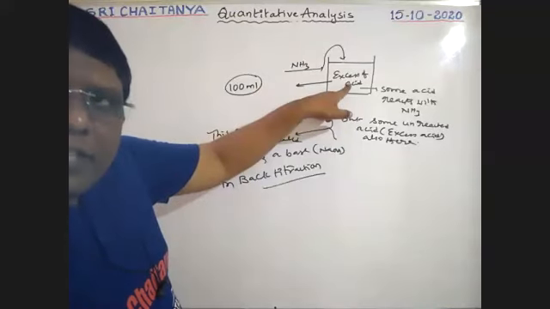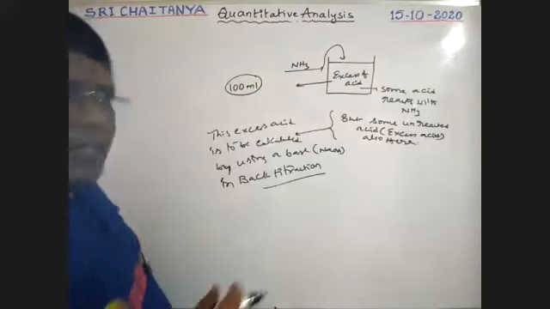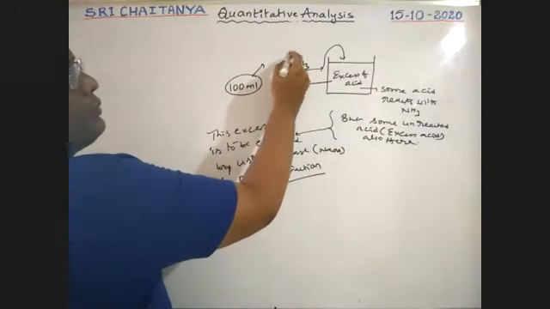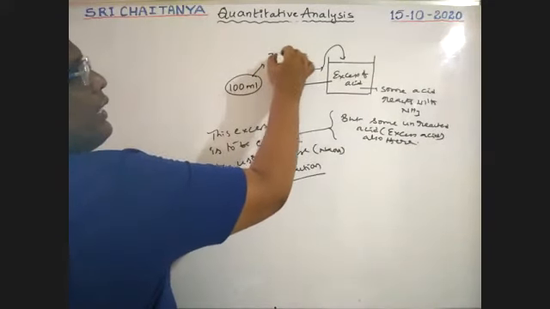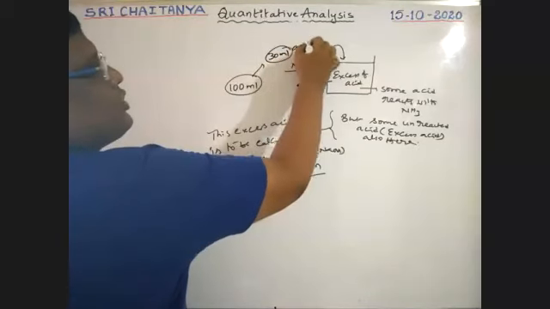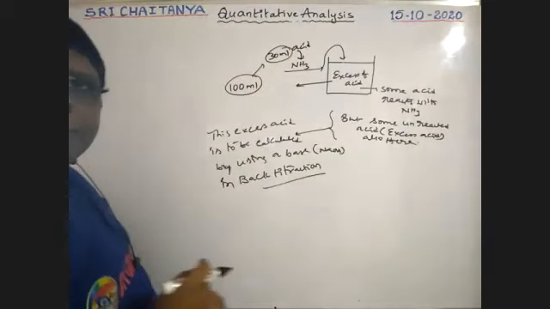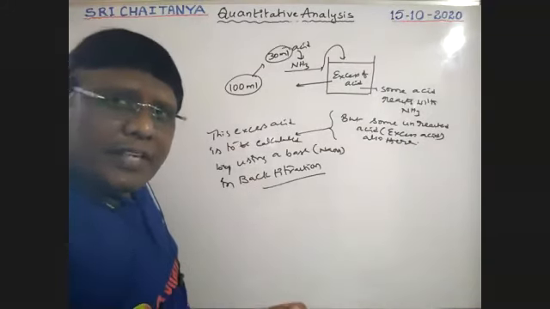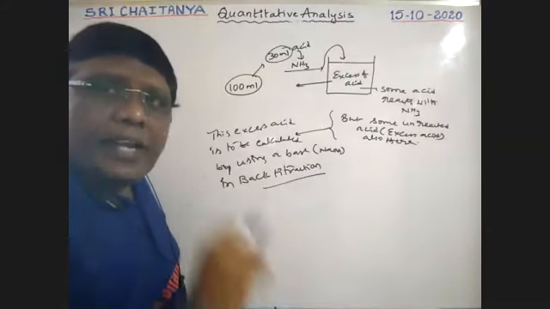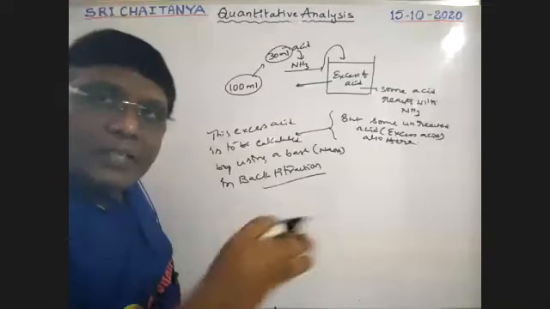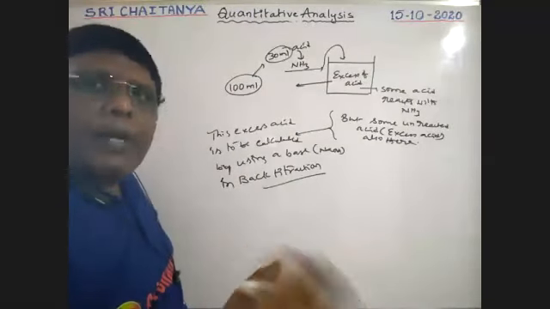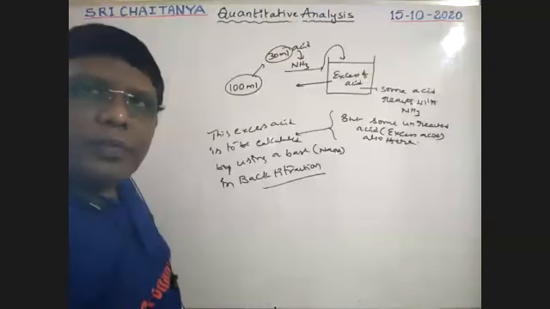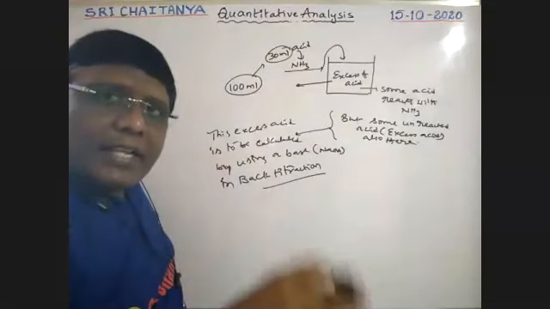Ammonia is passed in this. So 30 ml acid is used for ammonia. The remaining 70 is there, but we don't know that 70. So that means excess acid is there, 70.